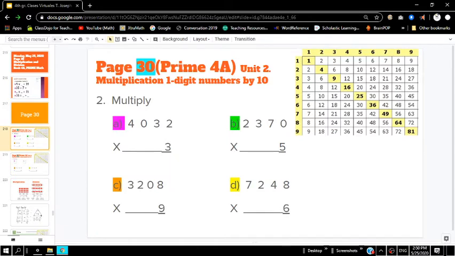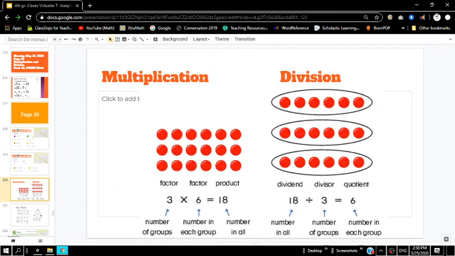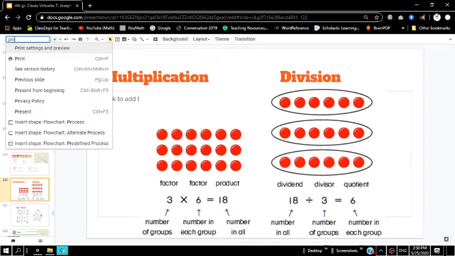I'm going to delete everything on the screen, and we're going to go to the next page. This next page is exactly like we just did, but this next part of the page is relating multiplication to division. So let's make this a little bit bigger just so you can see it.